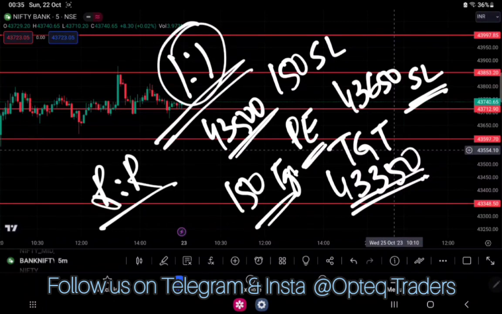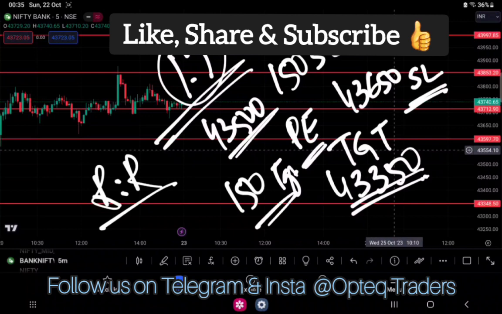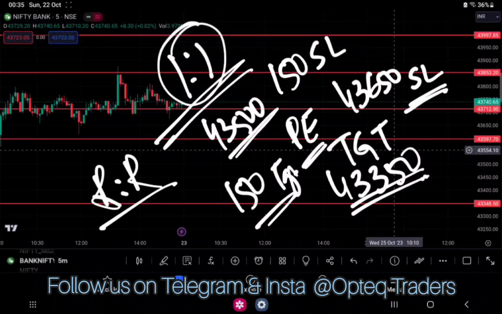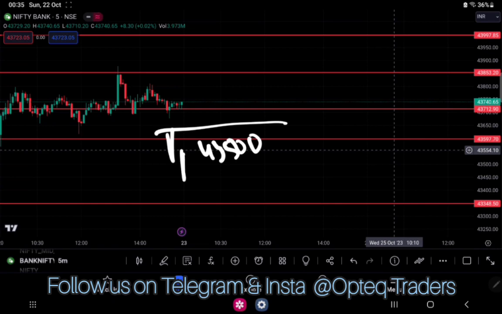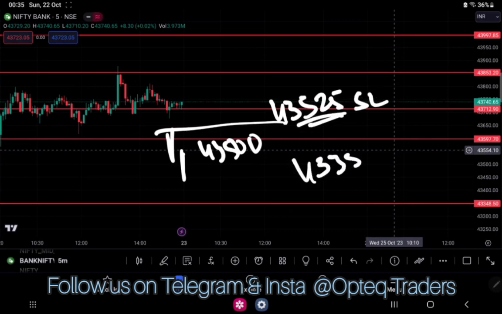Okay, but I would suggest not to do this trade. Reason being, Tuesday is a holiday, Wednesday is one day which you'll get, so there will be theta decay. So please do not trade in options considering a PE trade. But if you find the 43,500 level broken with a confirmation candle, then 43,525 will be your SL with a target of 43,350. This will give you a proper risk reward ratio.